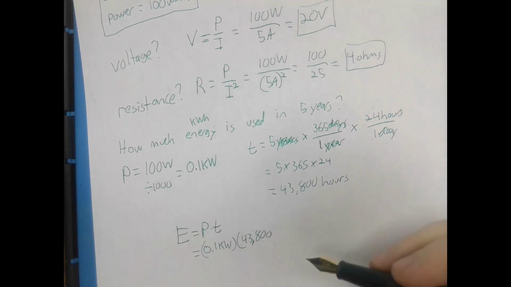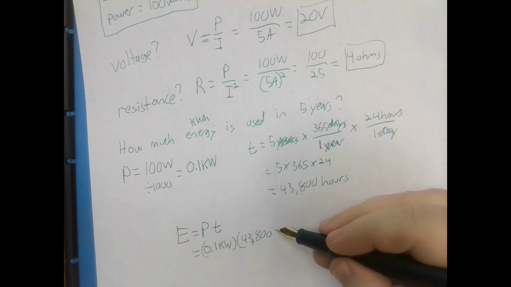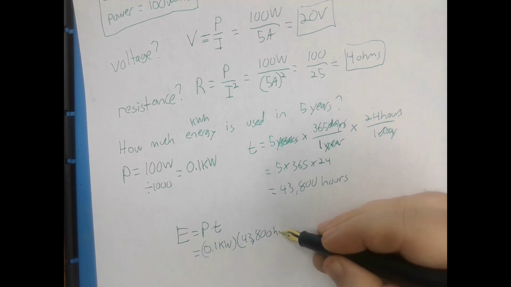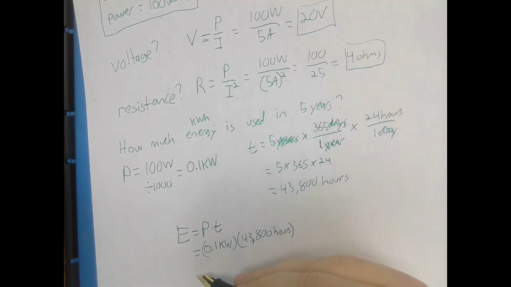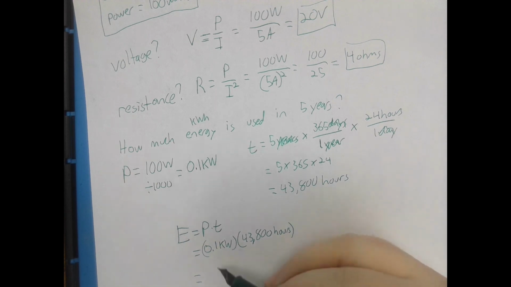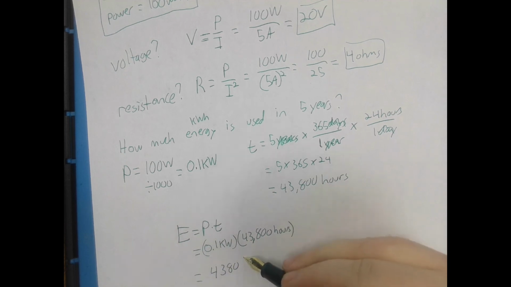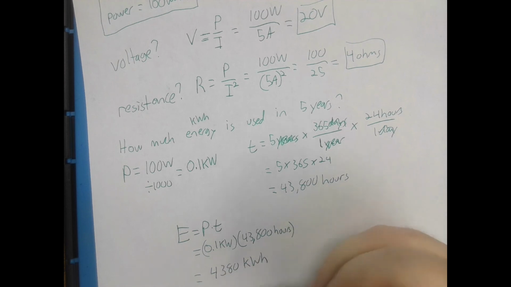This is a 100-watt light bulb. Yeah, there are 100-watt light bulbs. I've used them before. They're really bright. But you probably wouldn't want to use an incandescent one that actually uses 100 watts. You'd want to use an LED. That'll save you a ton of money. So this is 4,380 kilowatt hours. Kilowatts and hours.